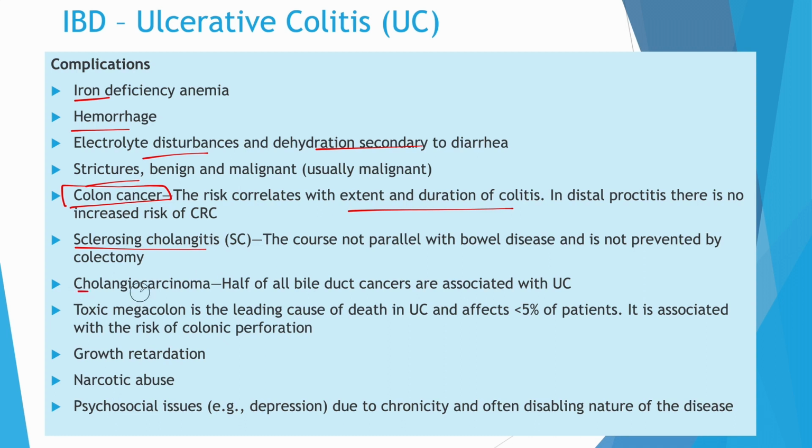You can also get cancer of the gallbladder or the bile duct because of UC. Toxic megacolon we're going to talk about specifically. It only affects about 5% of patients, but it is so striking when we look at it that you're going to want to always consider that in these patients. And similar as before, you get the same kind of growth retardation, narcotic abuse, and psychosocial issues because of the chronicity and disabling nature of the disease.